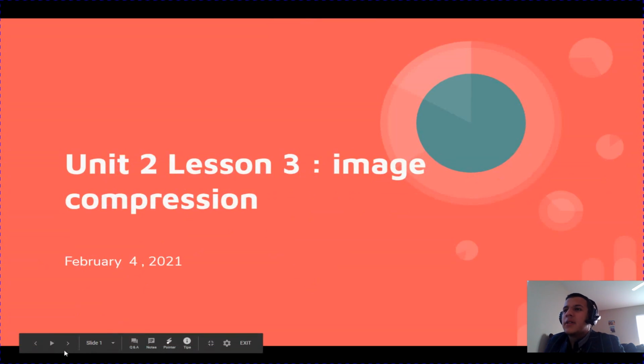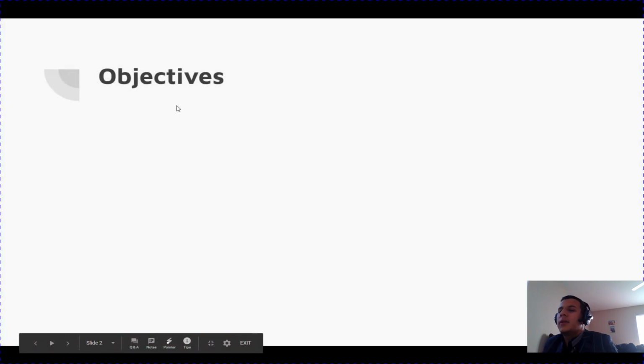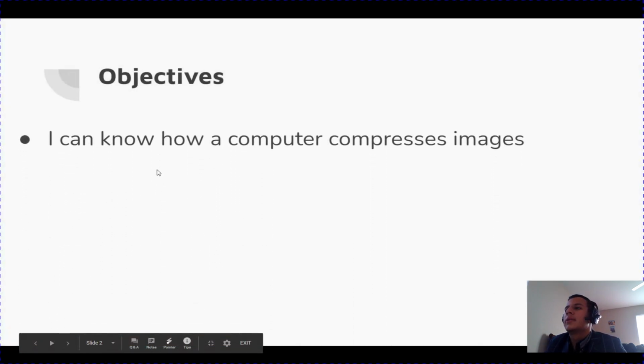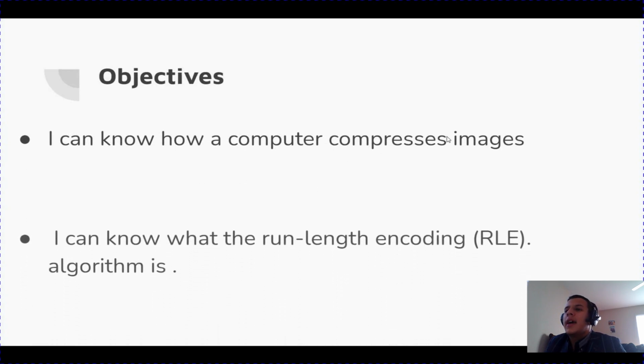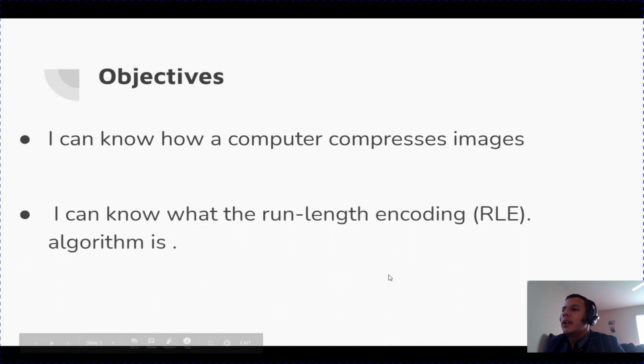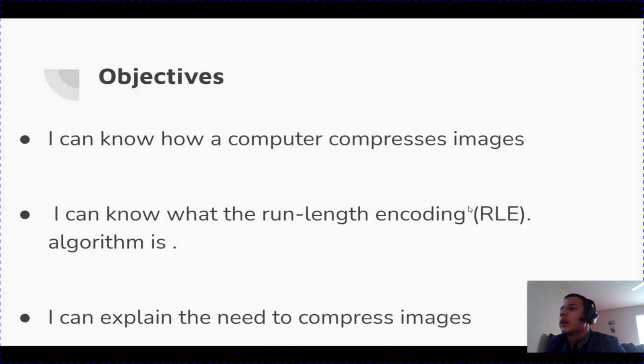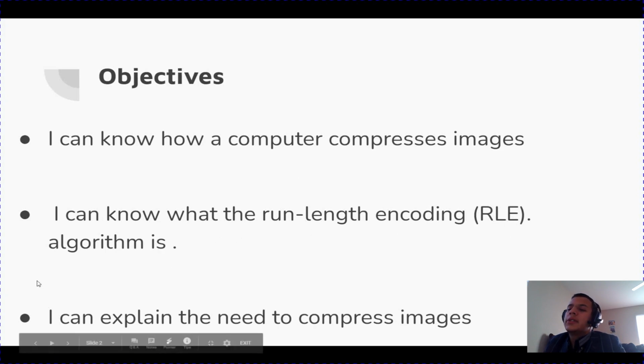So the objectives of this unit: I will know how a computer compresses images, I can know what the run length encoding, or RLE, compression algorithm is, and I will be able to explain the need to compress images.